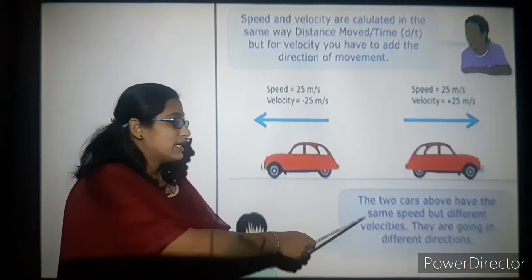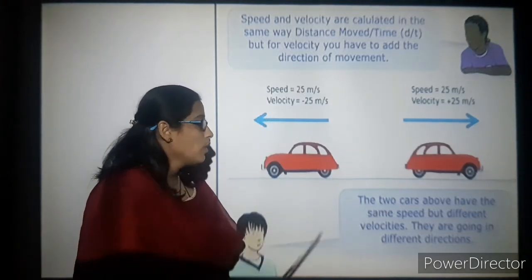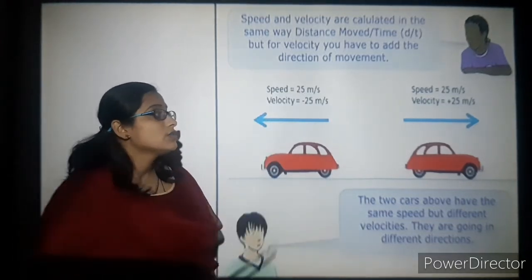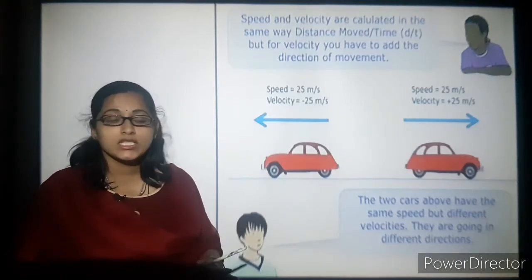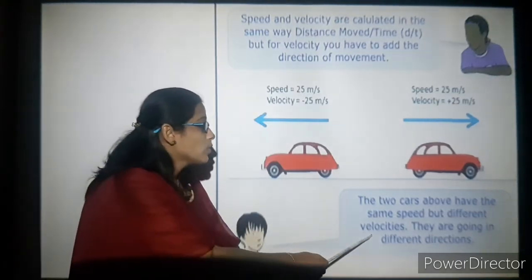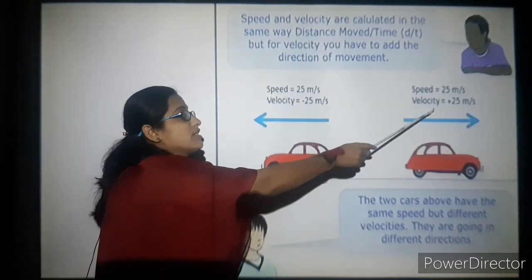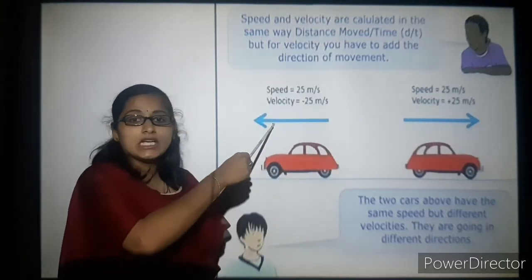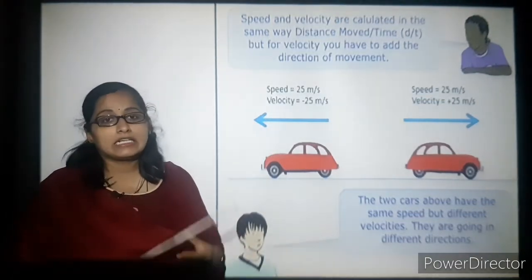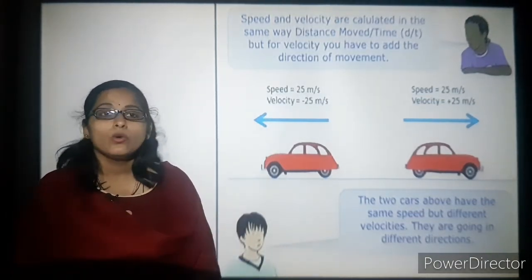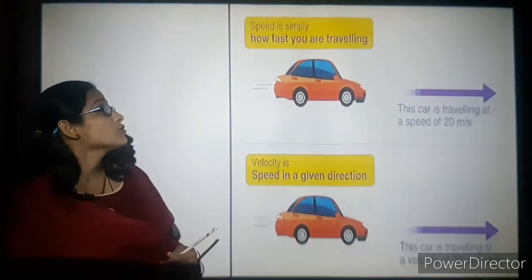So you can see that the two cars above have the same speed. Their speed is 25 meter per second. There is no change in the speed, but their velocities are different. Here it is positive and here it is negative. So they are going in different directions with respect to the velocity. Moving on to the next.